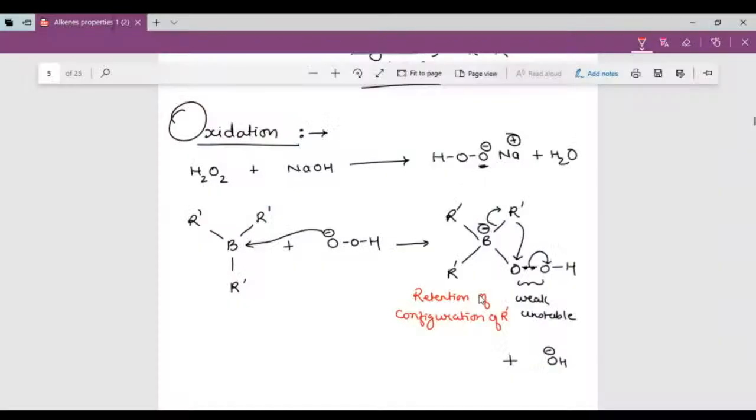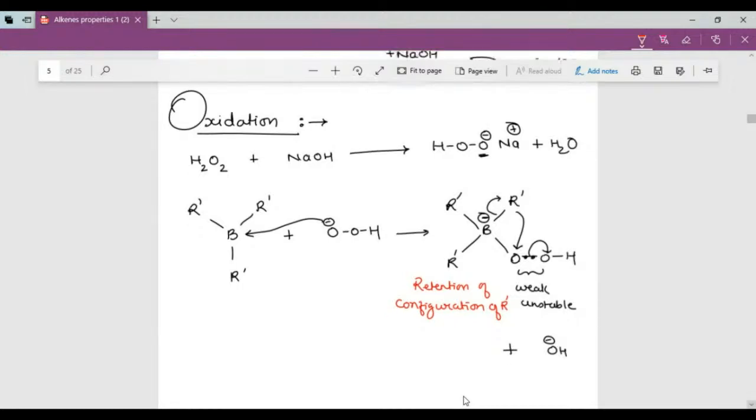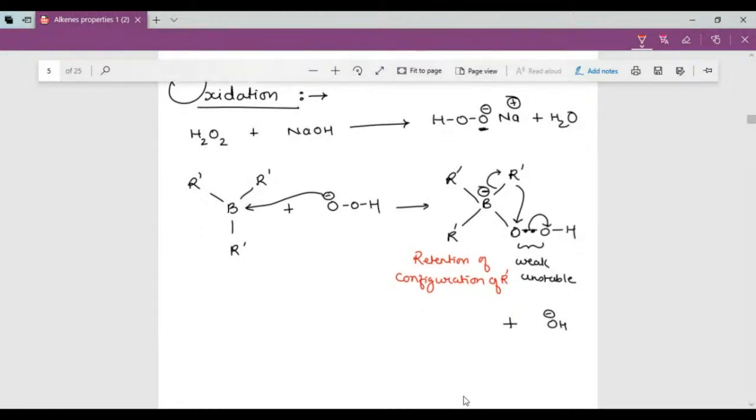So coming back to what we were doing, I hope you can see my screen, my notebook. As I said, there is a retention of configuration. This moves to this side with the same side. So I will have B, O R dash, R dash and R dash.